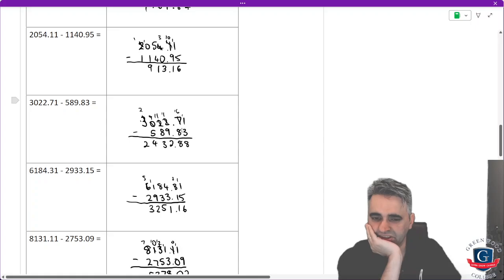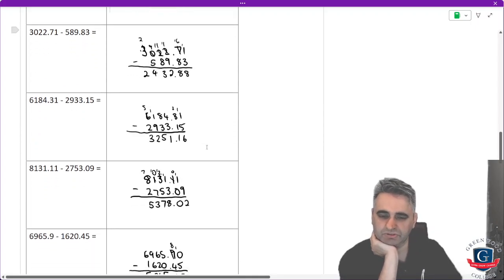3022.71 take 589.83. 3 from 11. 3 from 1 you can't. 6. 3 from 11 is 8. 8 from 6 you can't. Borrow from the 1, becomes 16, becomes 8. 9 from 2 you can't. Borrow from the 2, becomes 1. 9 from 11 becomes 2. 8 from 1 you can't. Borrow from the 3, becomes 2, becomes 9, becomes 11. 8 from 11 is 3. 5 from 9 is 4. And you're left with the 2 at the front. 2432.88.